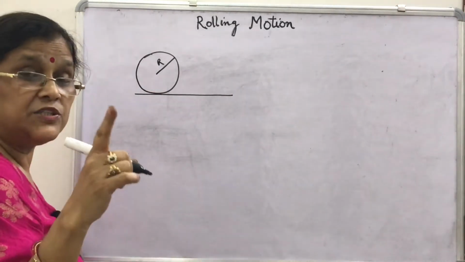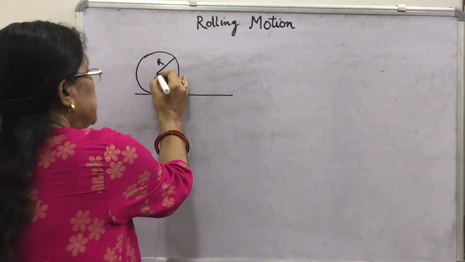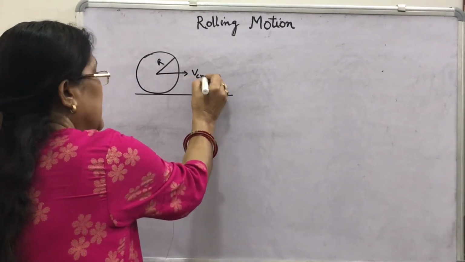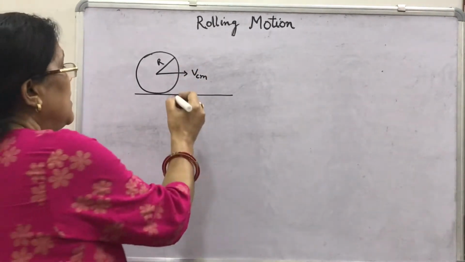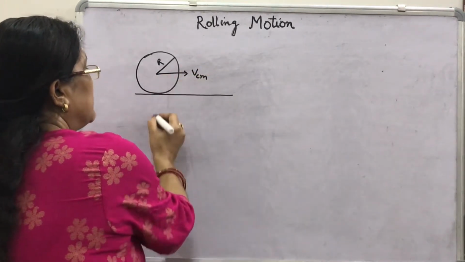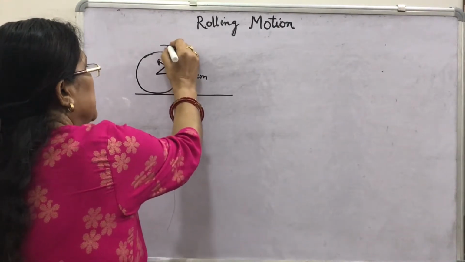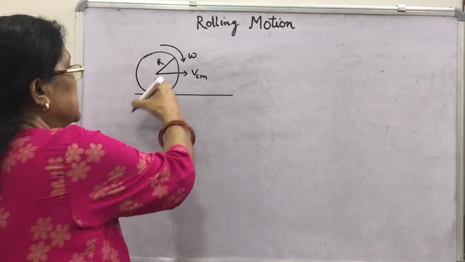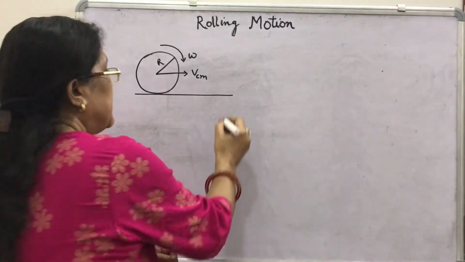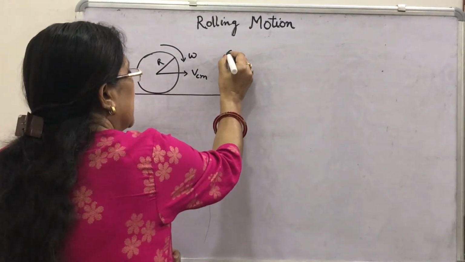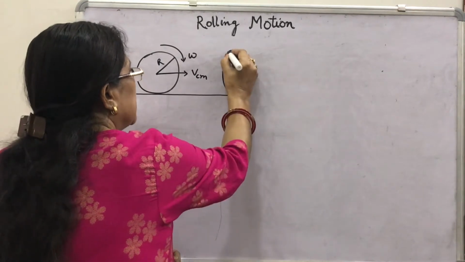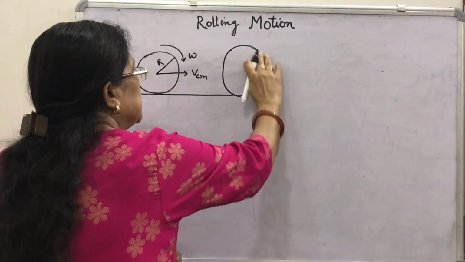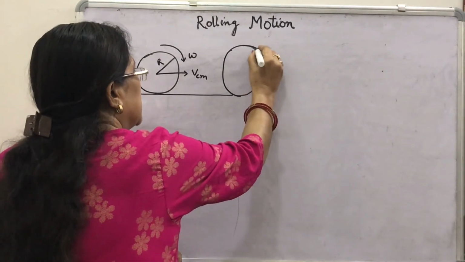Now in translational motion, the velocity of center of mass represents the velocity of each particle. We have seen. So this is the velocity of center of mass. The object is rotating also with the angular velocity omega. Its radius is r. What happens after some time? Suppose that time is t. It comes here at the second situation after covering a certain distance.